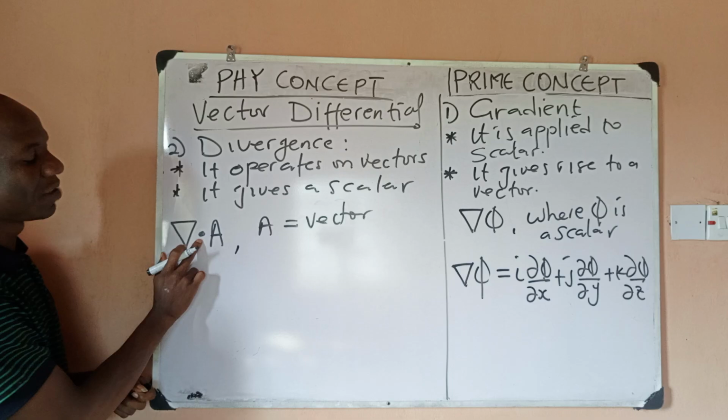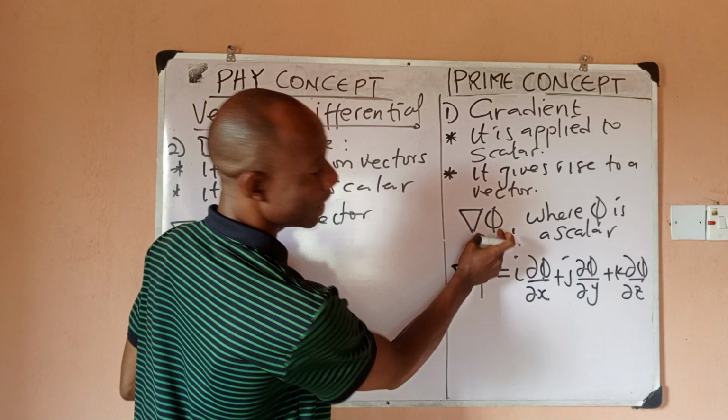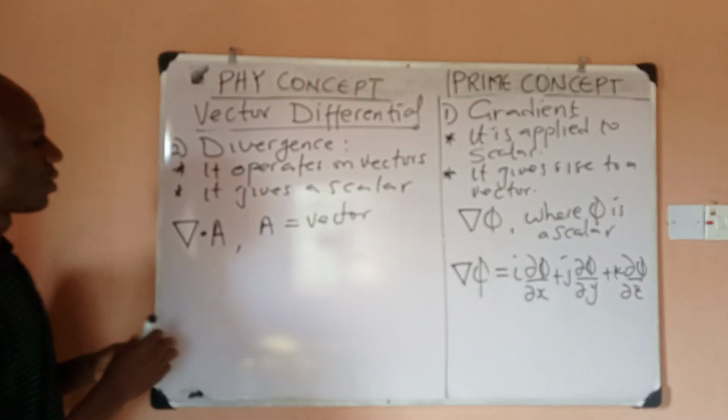This dot is what differentiates this from this. In this case, there is nothing. This is just directly attached to this. So that's the difference in their symbols. So take note of that.